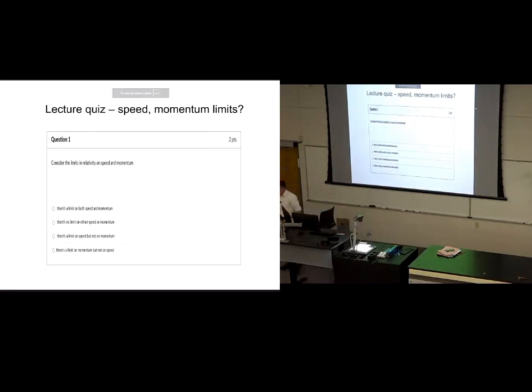So this is a question about what we've just been discussing. What have I just been discussing? See if I can remember. I've been discussing velocities, and I've been discussing momentum. And the question is, are there limits in relativity on the velocity of a particle? Are there limits in relativity on the momentum of a particle? Do they both have limits? Do neither have limits? All the combinations you can dream up. So I'll give you another minute or so to think about that.